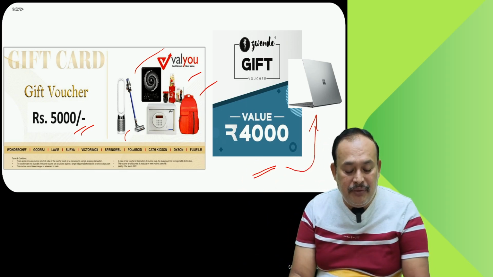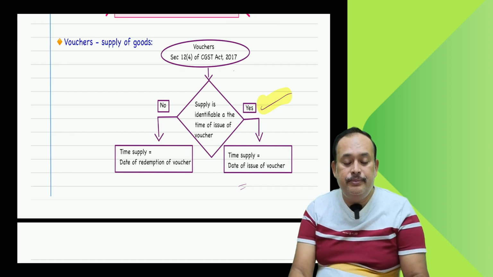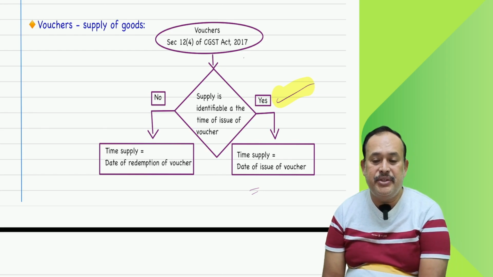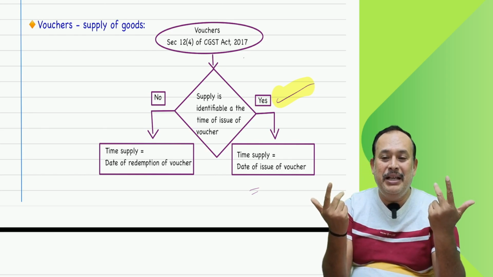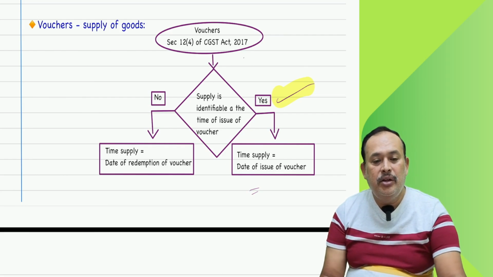Got the clarity, my dear friends? Any doubt in the given case? In the case of voucher, section 12(4) of the CGST refers. Quickly respond to me, please. No doubt, sir. Excellent. Further moving on.